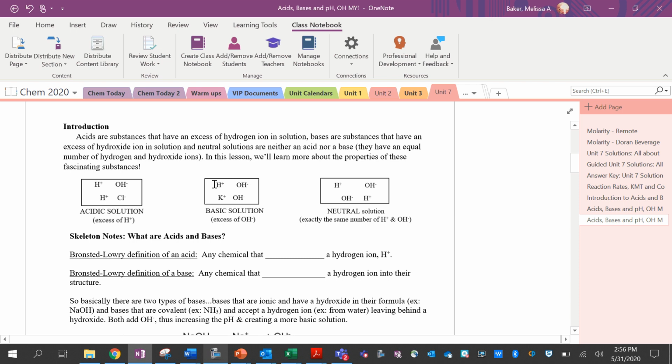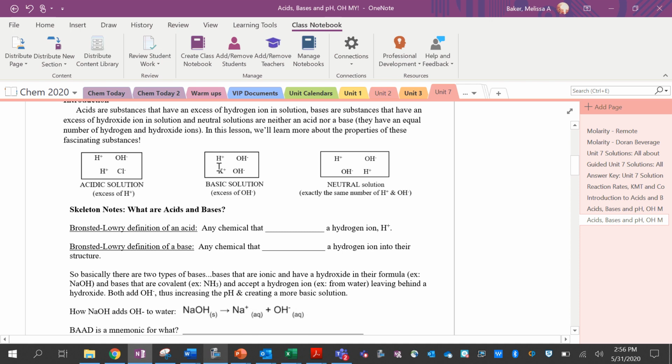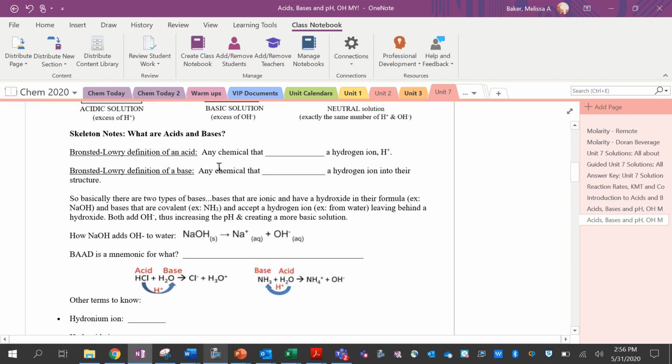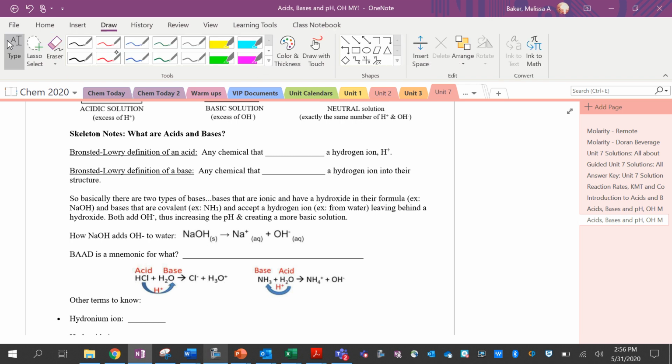So you can see down here in the basic solution, we've got HOH again, but then on top of that, we've got this additional OH minus. And neutral solutions are neither an acid nor a base. They have an equal number of hydrogen and hydroxide ions. So you can see there's two hydrogen ions and there's two hydroxide ions. In this lesson, we're going to learn more about the properties of these fascinating substances. So in class, it was a PowerPoint, but you could click on that and go through it yourself, or you can watch and fill in along with the video.